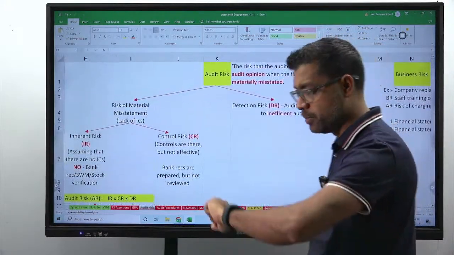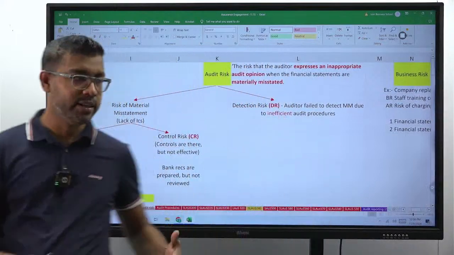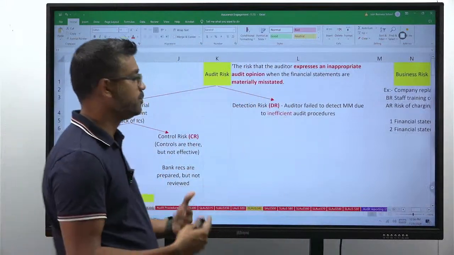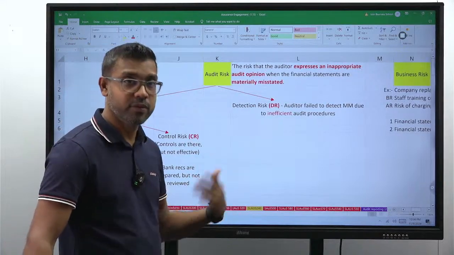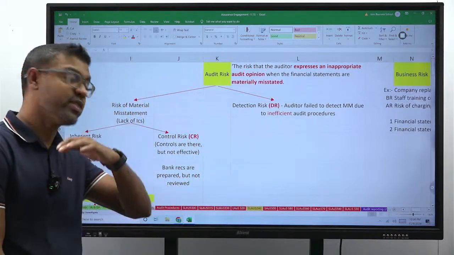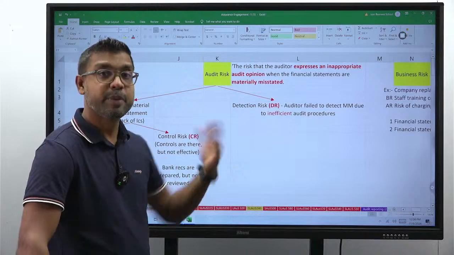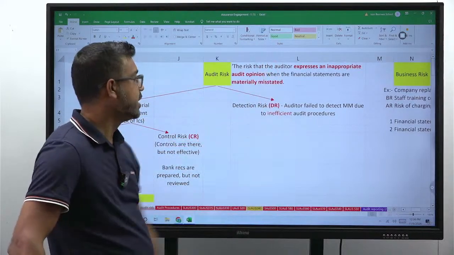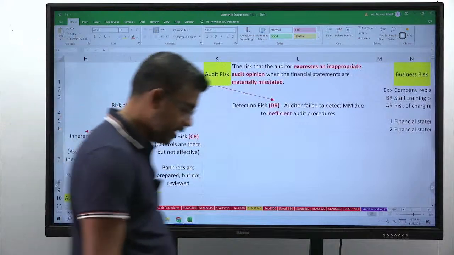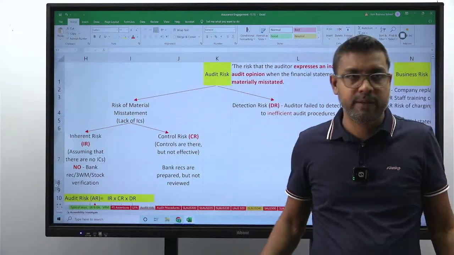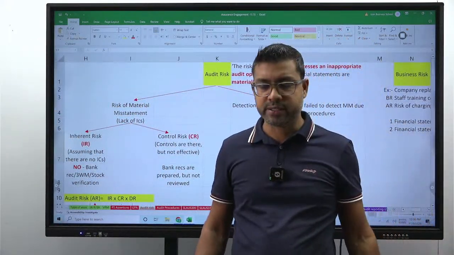Quickly we will go through this because this is not a theoretical session. This is a revision session focusing on your exam. Therefore, I can't spend more time to explain these things in a very detailed form, right? Audit risk. Again, this is not difficult to understand.